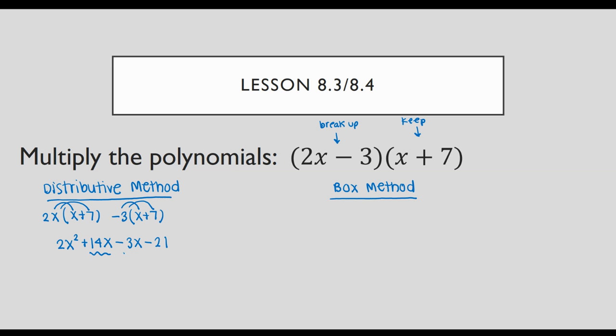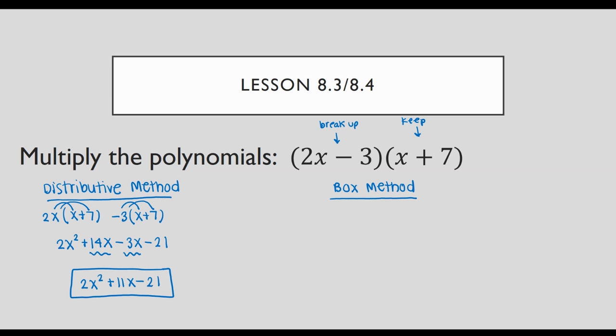Notice that there are a couple of like terms. When we combine like terms, we do not add exponents. So that means that I keep the 2x squared. 14x minus 3x would give me a positive 11x, and I still have minus 21. And this would be my answer. So that's the answer that we should get when we do the distributive method.